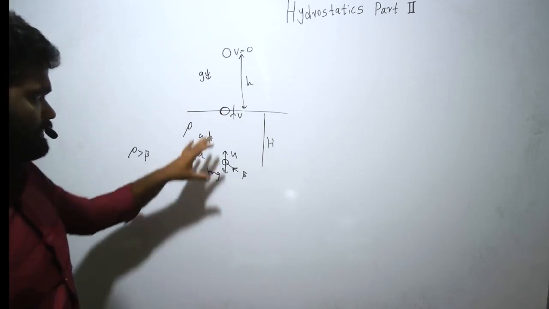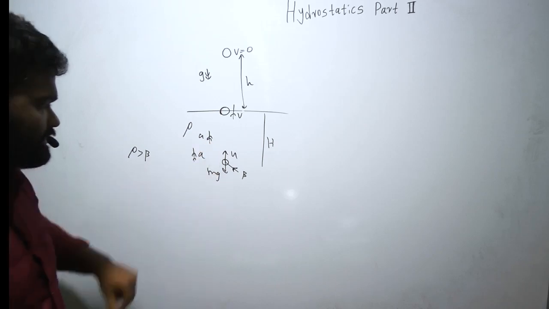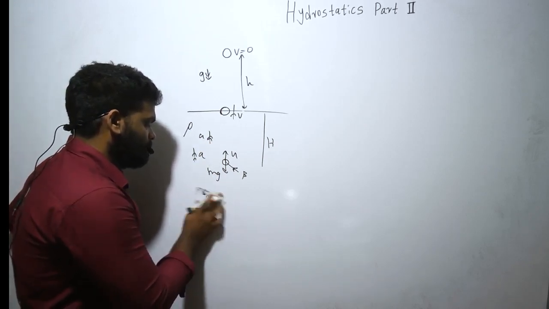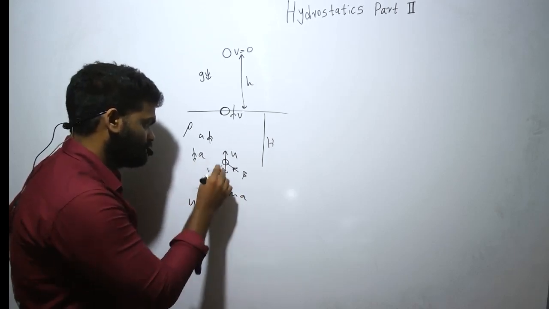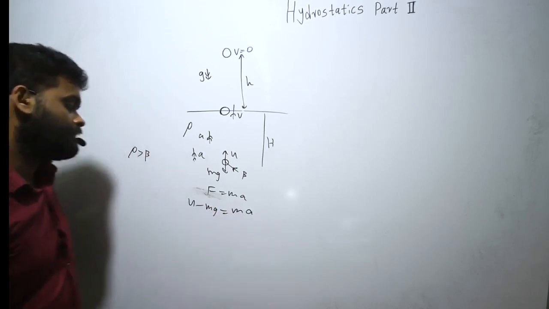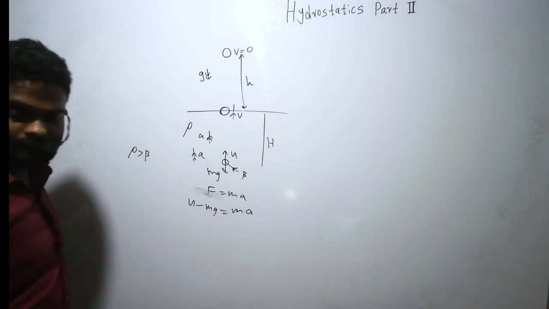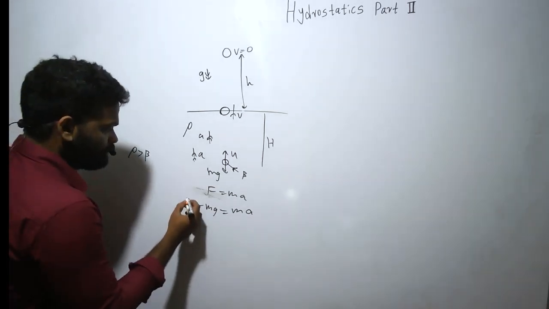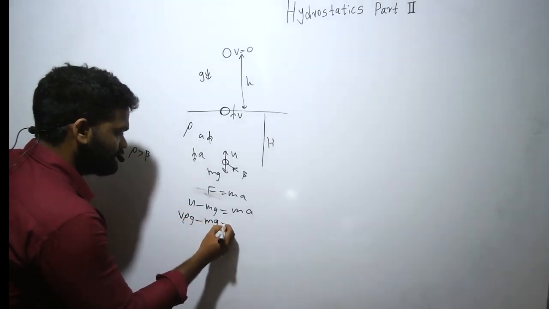Okay. So I'll first apply to this case. I first need to find the acceleration. So what do you do? You just have to apply F equals ma. Force upwards U, downwards mg equals ma. Right. So this U is what? V rho g minus mg equals ma.